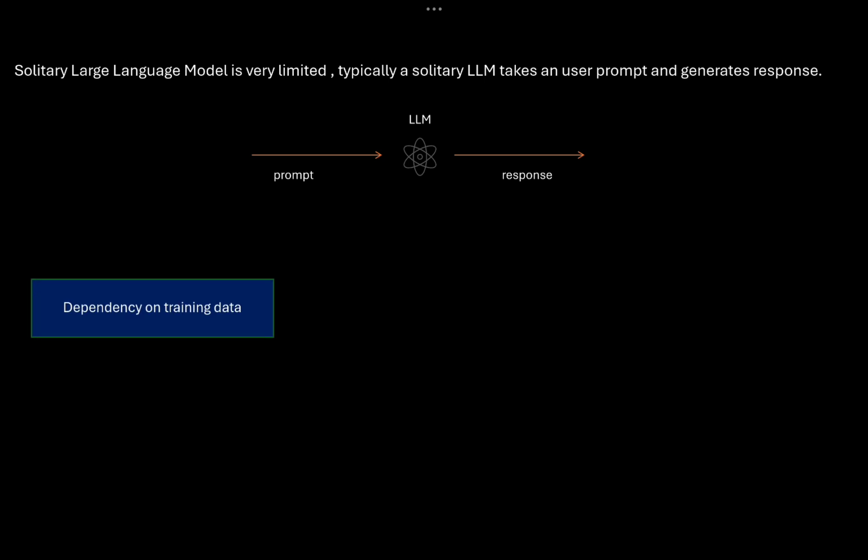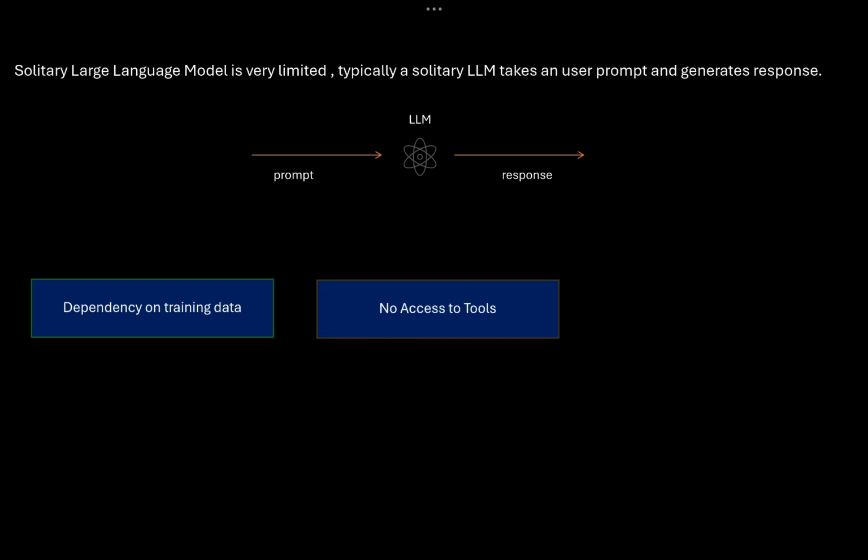One of the reasons is that it has a huge dependency on the training data, right? Whatever the cutoff date that has been used to build the training data, based on that the LLM will have the knowledge of the world, and beyond that it does not know what is happening in the real world, right? So that is where the dependency on training data is a major issue for LLMs.